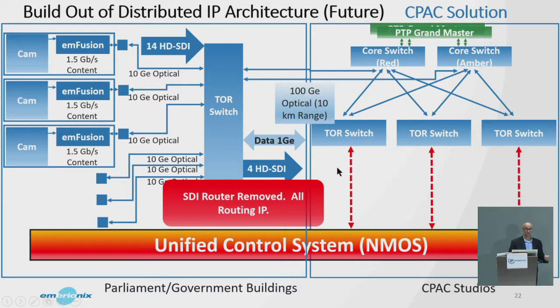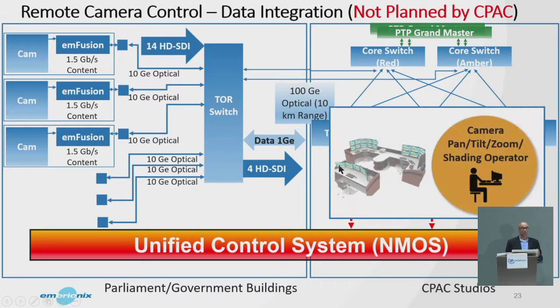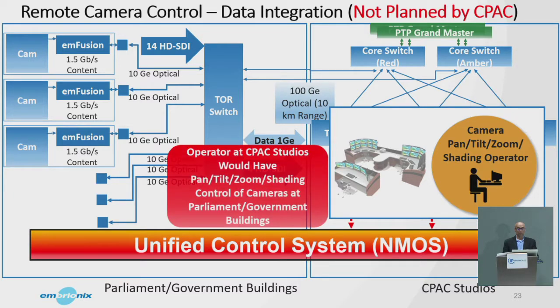So in this case, SDI router removed completely, and all routing is IP. And this is the data integration example I mentioned. Again, not planned at CPAC. I wanted to be open about that. But on the system, as wired, as built, now remote camera control could be implemented. So an operator now at the studios could have pan-tilt zoom shading control of cameras at the Parliament buildings.